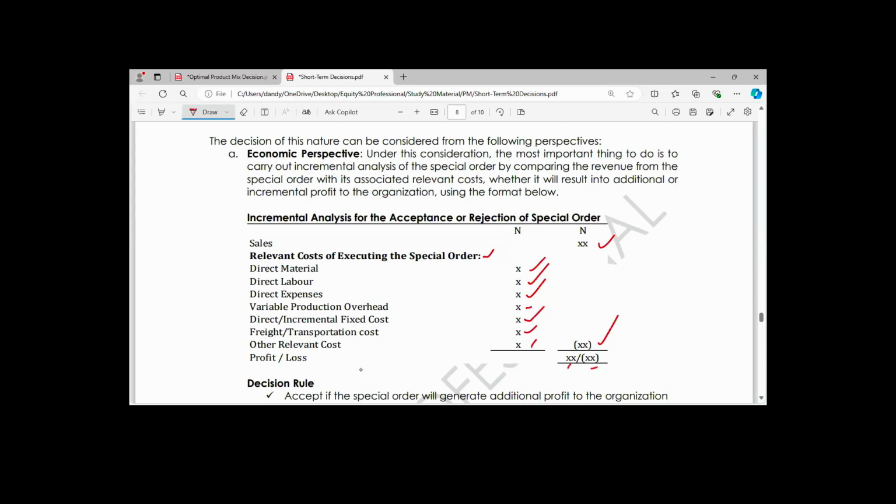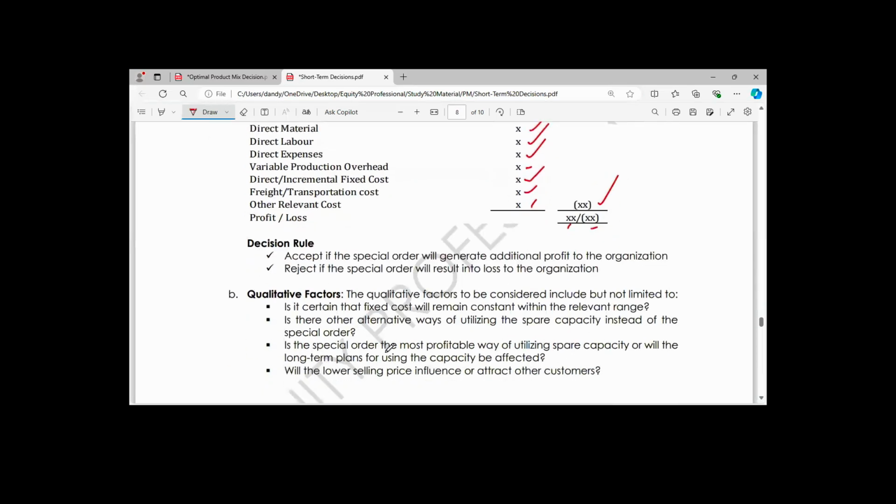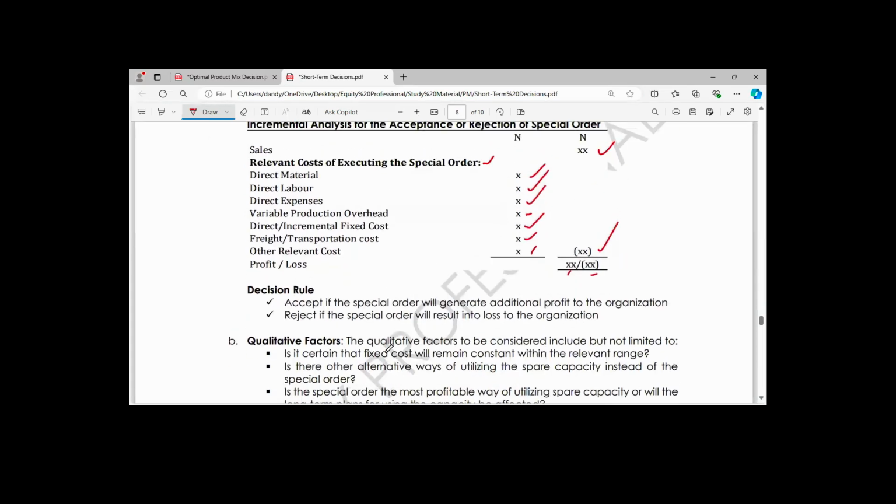So at this point, you need to make a decision. The decision rule is that if the special order will produce additional profit to the organization, then it should be accepted. But if the special order will result in a loss to the organization, then it should be rejected. So that is the decision rule.